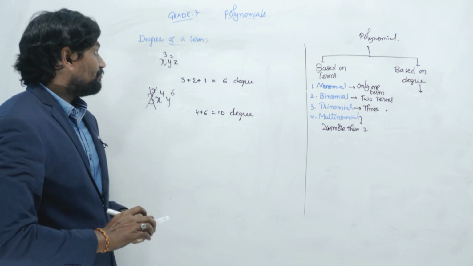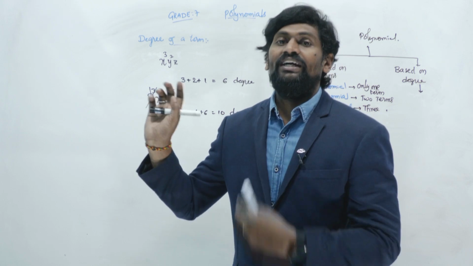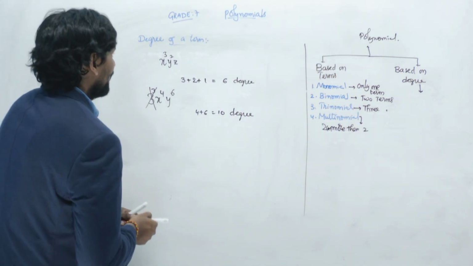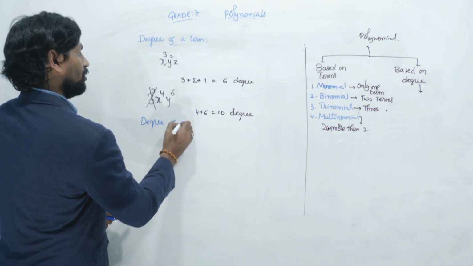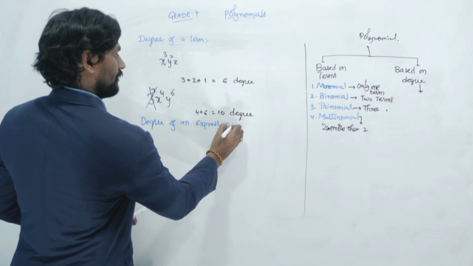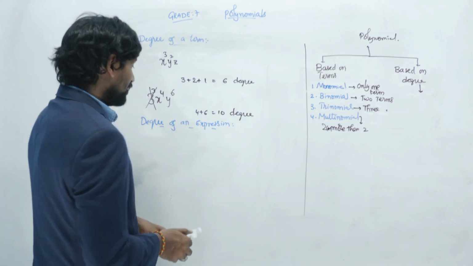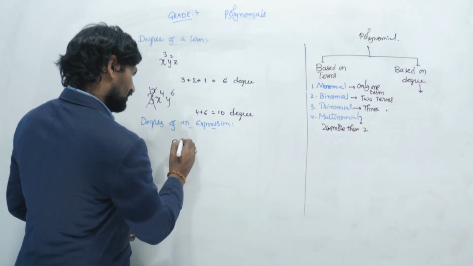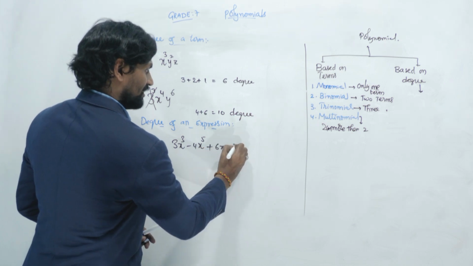Okay? So the sum of the exponents of the variables of a term is called its degree. Okay? Next, degree of an expression. Let us take an expression; a combination of terms is called an expression, right? Now I am taking 3x cube minus 4x power 5 plus 6x minus 7.